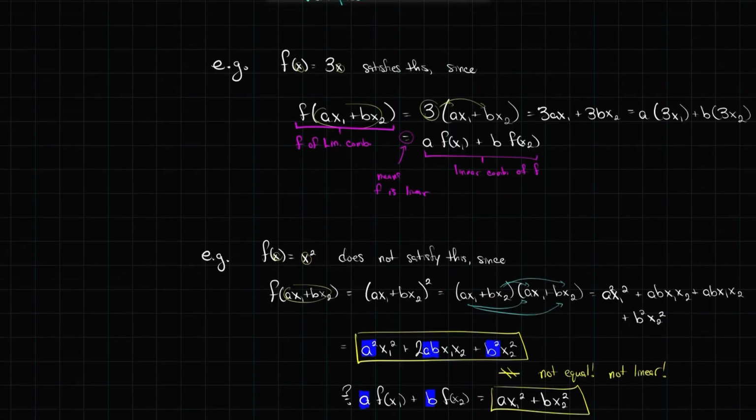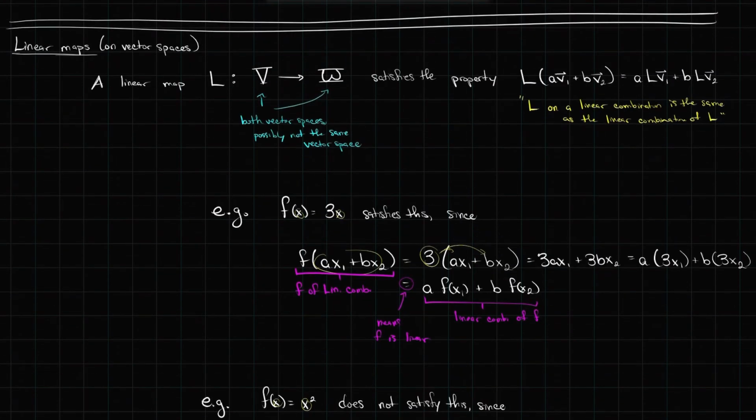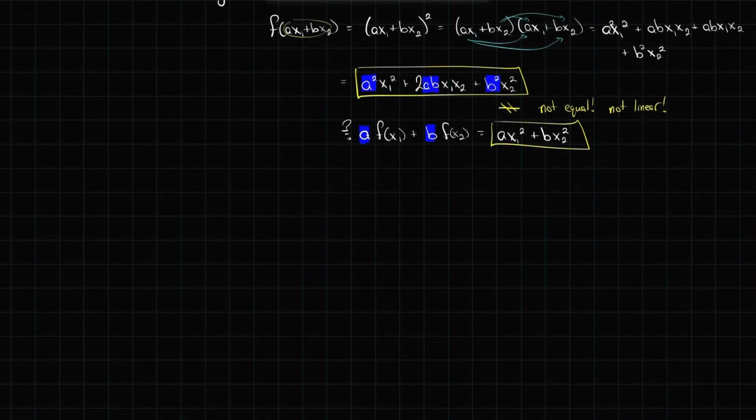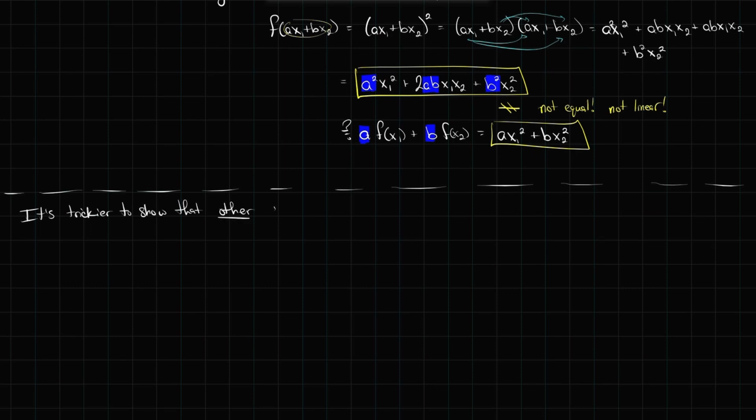So that's all it means to be linear. Of course, when I write it out in one dimension, things look a little bit too easy. In reality, it's a little trickier to show that other dimensions have linear maps. Okay, so we need to do this for higher dimensions.